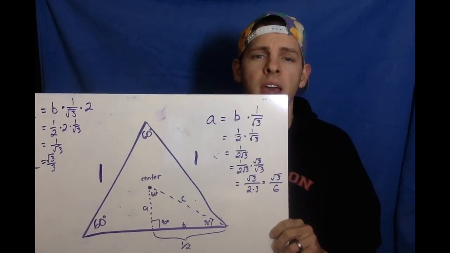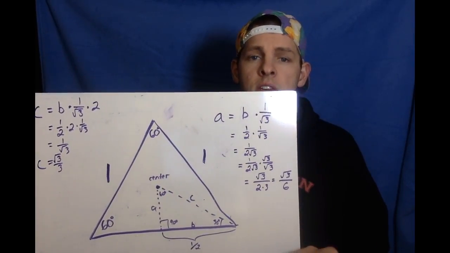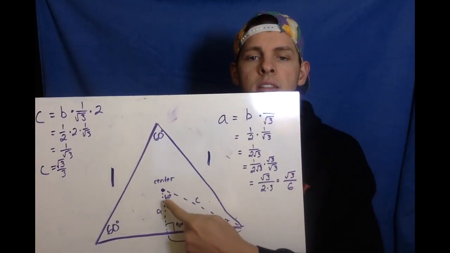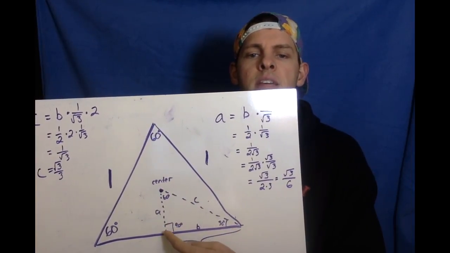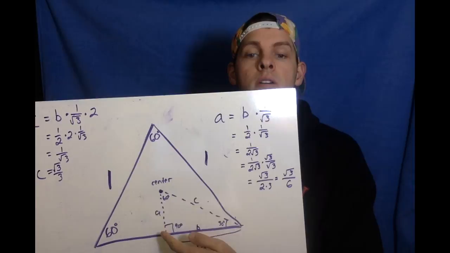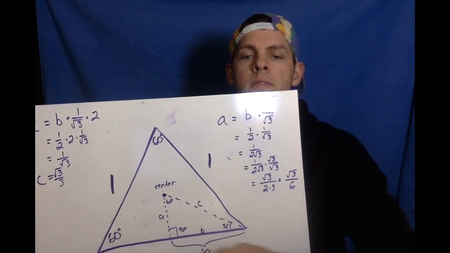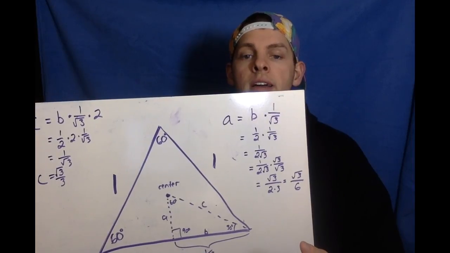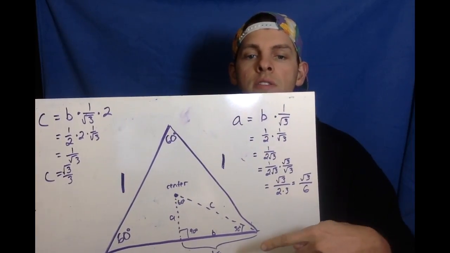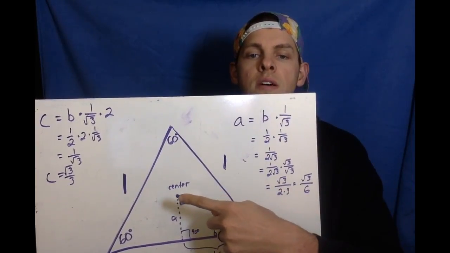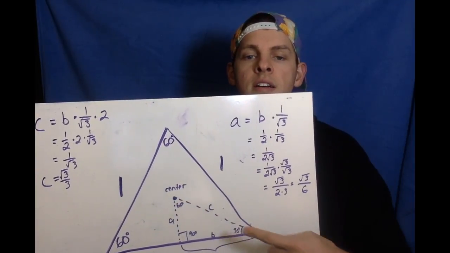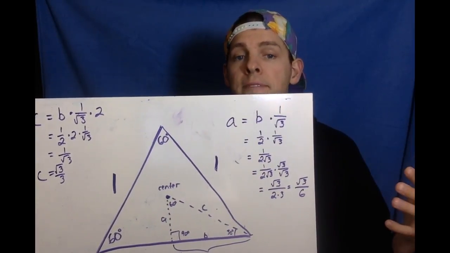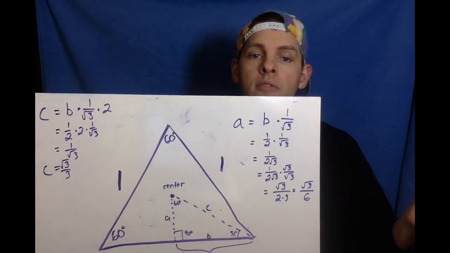I've got a triangle, and what I want to prove is that the ratio between the perimeter and the distance from the center to the side length is greater than 3.14. And then I want to prove that the ratio of the perimeter versus the distance from the center to the corner is less than 3.14.